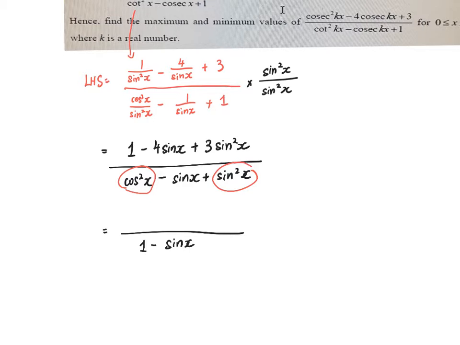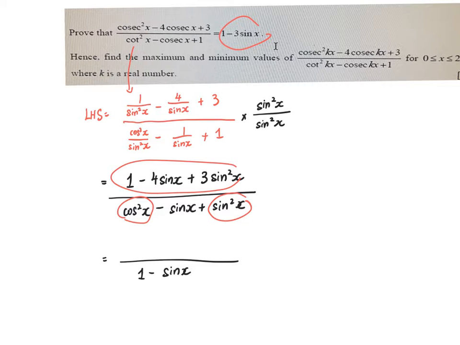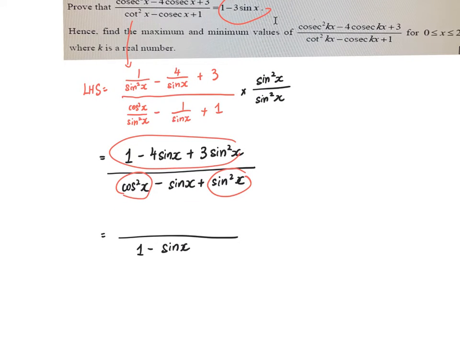Now similarly, in my numerator, I'm going to factorize this, because I know that I have this as an endpoint. Somehow there has to be some cancellation to get rid of my denominator. Otherwise, I will not end up with 1 minus 3 sine x. So I factorize it, this is 1 minus sine x times 1 minus 3 sine x. I cancel off my common factor, and I have 1 minus 3 sine x, and shown. So this is the end of the first part.